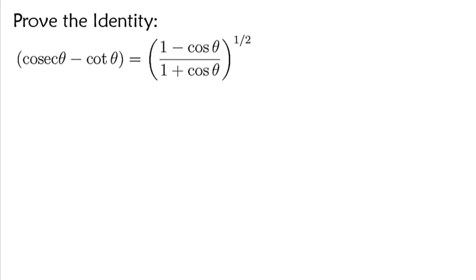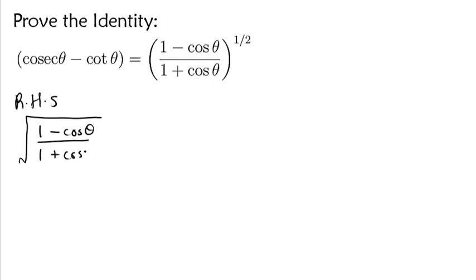All right, so let's prove this identity. So I think let's work with the right-hand side. On the right-hand side, we have (1 minus cos) over (1 plus cos), raised to the power half. Now it's important to note that power half is just the same as the square root. So we say the square root of 1 minus cos over 1 plus cos.